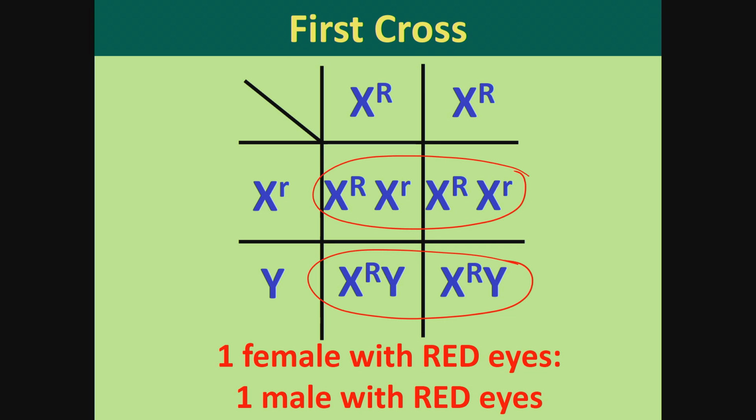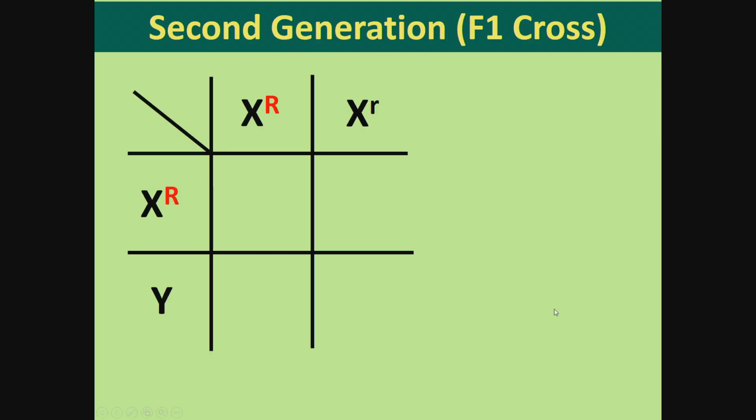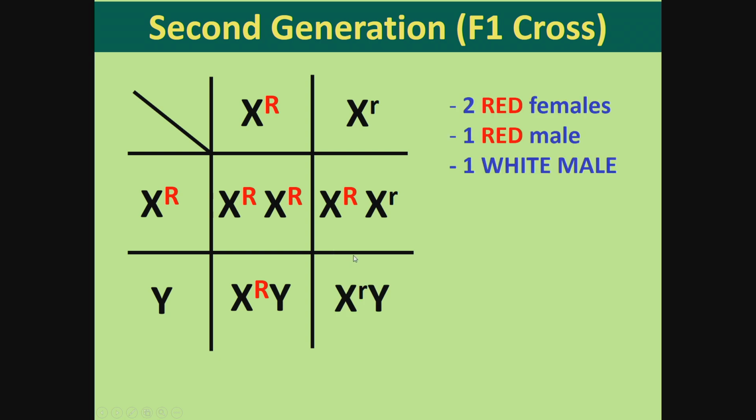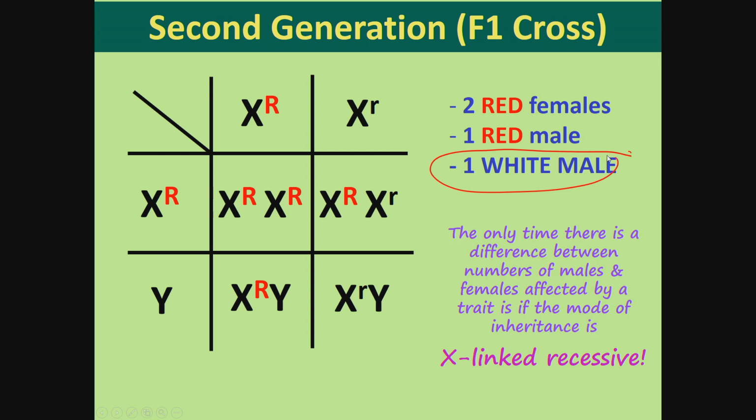Now we're going to take the offspring, so the heterozygous female, and cross it with the red-eyed male for our second cross. We see that in the offspring we get a homozygous female, heterozygous female, 1 red-eyed male, and 1 white-eyed male. So we get a difference in the ratios between the males and the female offspring this time. This is only found in X-linked recessive traits. So it's important to note that the only time there's a difference between numbers of males and females affected by a trait is if the mode of inheritance is X-linked recessive.